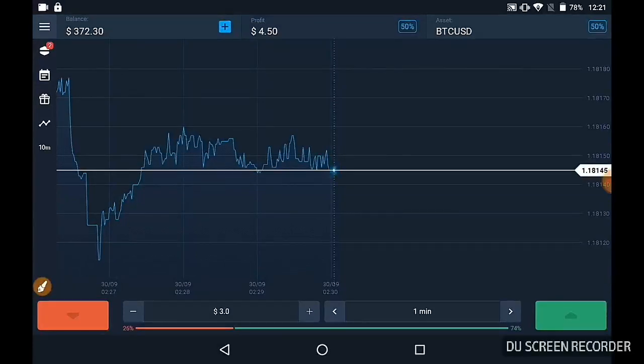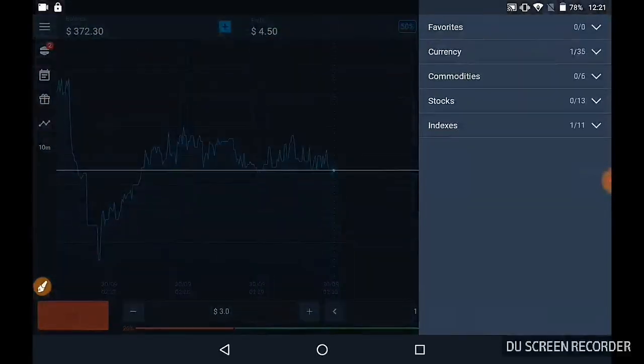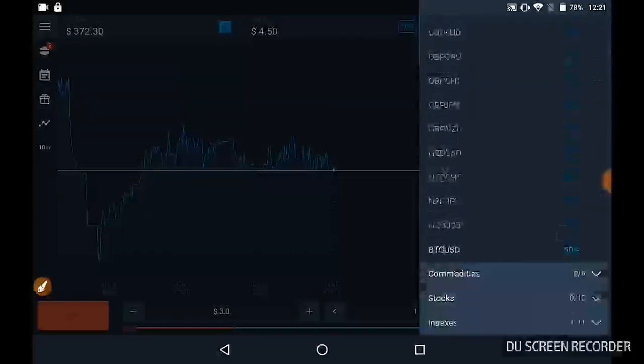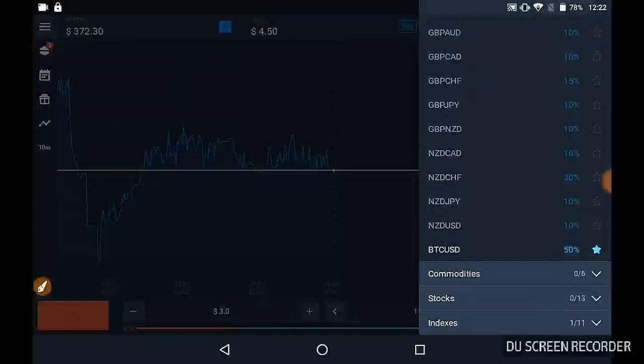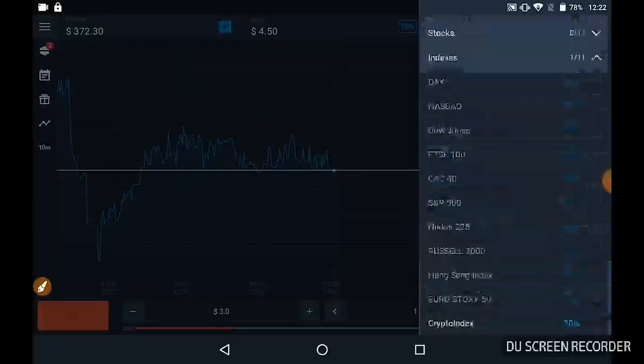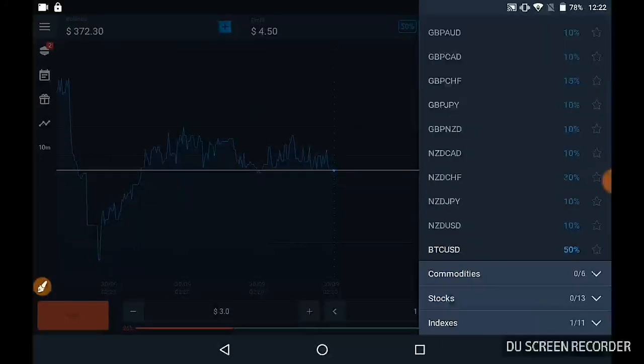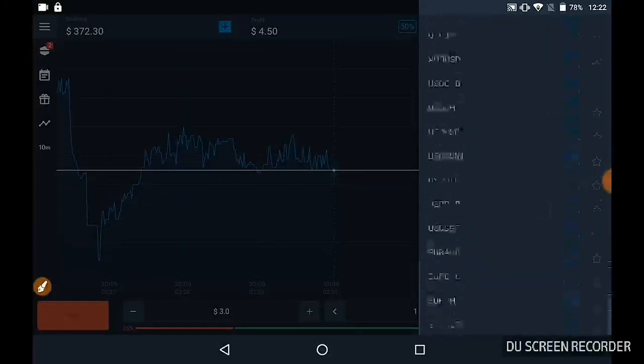So this is because we are restricted to just two options, which we can see by tapping the asset on the top right. So you can see there's one under currency. I will mark it as my favorite, and one under index, which is a crypt index. I honestly don't know what that is, but those are the only two things you can trade on.